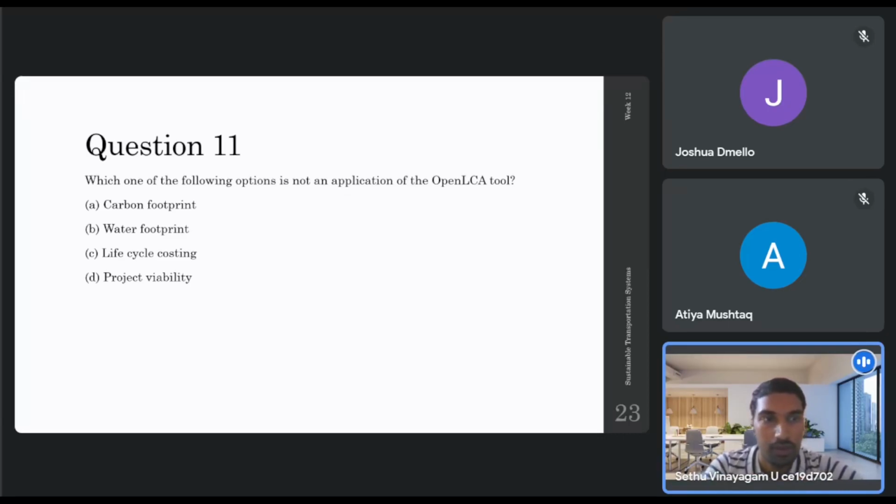We have one vote for D, project viability. Any other answers?